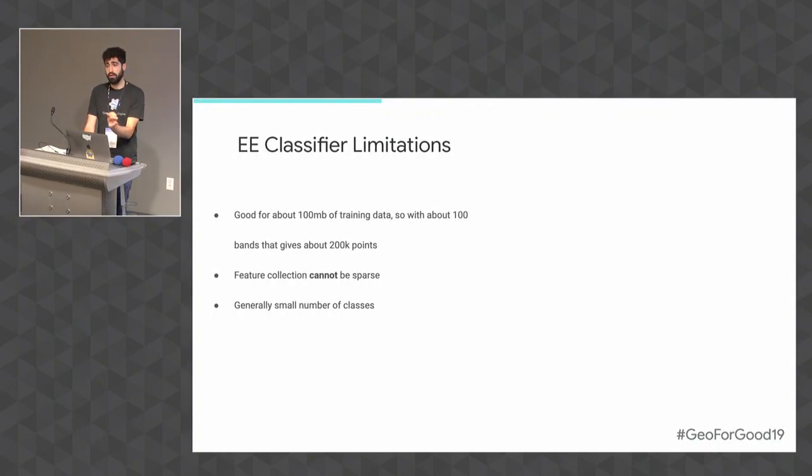You will get request to large errors if you go above that. So for about 100 bands per point, that's about 200,000 points. Not bad, but not perfect for some use cases. If you need more, you would use TensorFlow.